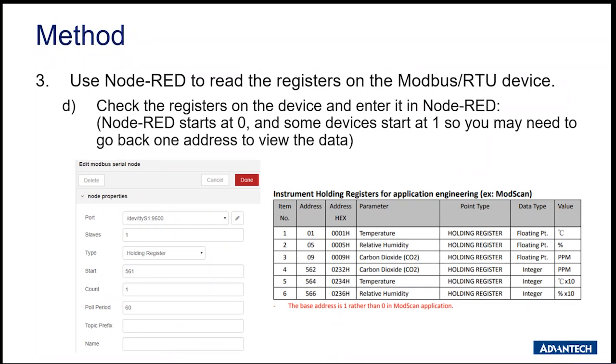Step 3 was using Node-RED to read the registers from the Modbus R2 device. Now, what you would do is in the node configuration, you would set the type as a holding register, which we've done here because that's what matches from our manual. And you can see that I start at 561, whereas on the manual side it says 562. This is because Node-RED starts at 0 when counting Modbus devices. So as in the red text in the manual there, the base address is 1 in the manual rather than 0 in ModScan, for example. And Node-RED is the same. So we need to go one address back, otherwise you'll get some funny data and you won't know what you're seeing. So we start at 561, we count one register length and poll it for 60 seconds, no problems there.